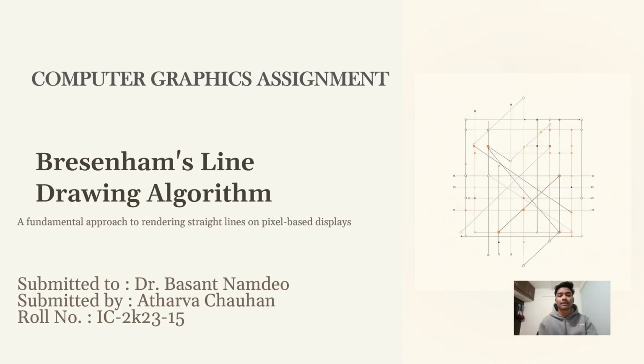Hello everyone. Today I'll be presenting my computer graphics assignment on one of the most important algorithms in the field, the Bresenham's line drawing algorithm. This algorithm is widely used for drawing straight lines on computer screens, and through this presentation I'll explain why it's needed, how it works, and why it's still relevant even today.